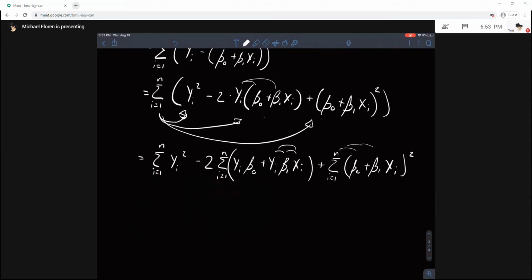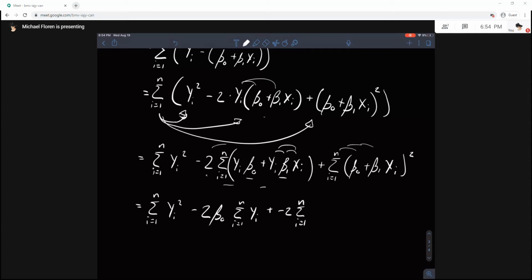So the last step that we'll do is distribute this sum into this middle piece. So the sum from i equals 1 to n of y sub i squared minus 2. Now the sum of this, beta 0 is a constant, so I can factor that out. Beta 0 times the sum of i equals 1 to n of y sub i, plus beta 1 is also a constant, so I can factor that out. Now remember, this negative 2 needs to be factored into all this as well, so this is going to be plus a negative 2 times the sum from i equals 1 to little n.